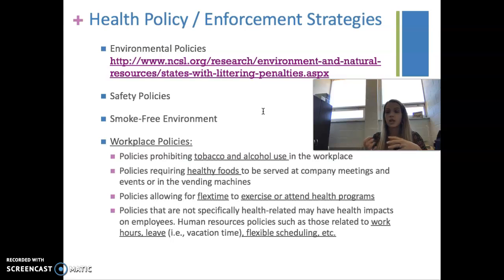Any meeting that's held that the university provides food for, it has to follow certain guidelines that the food being delivered is healthy. Policies that allow for flex time for you to be able to incorporate exercise into your day. Policies that impact employees may be flexible scheduling, work hours, different leave time, right? Some of these things help influence our health and our behaviors.